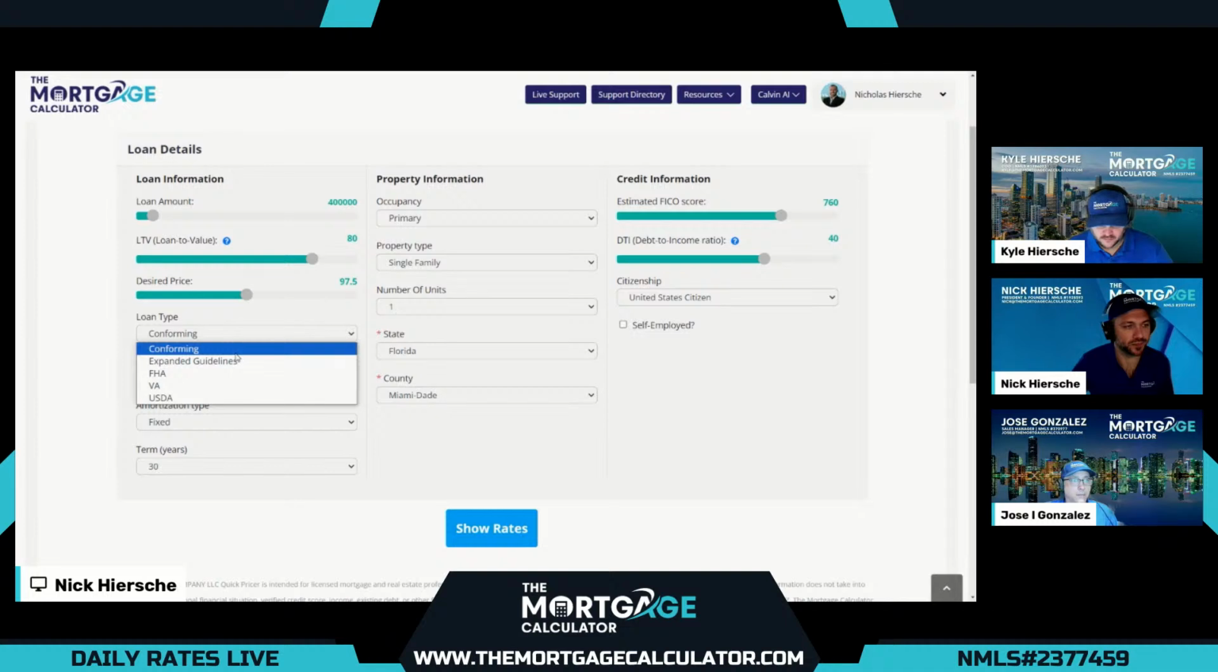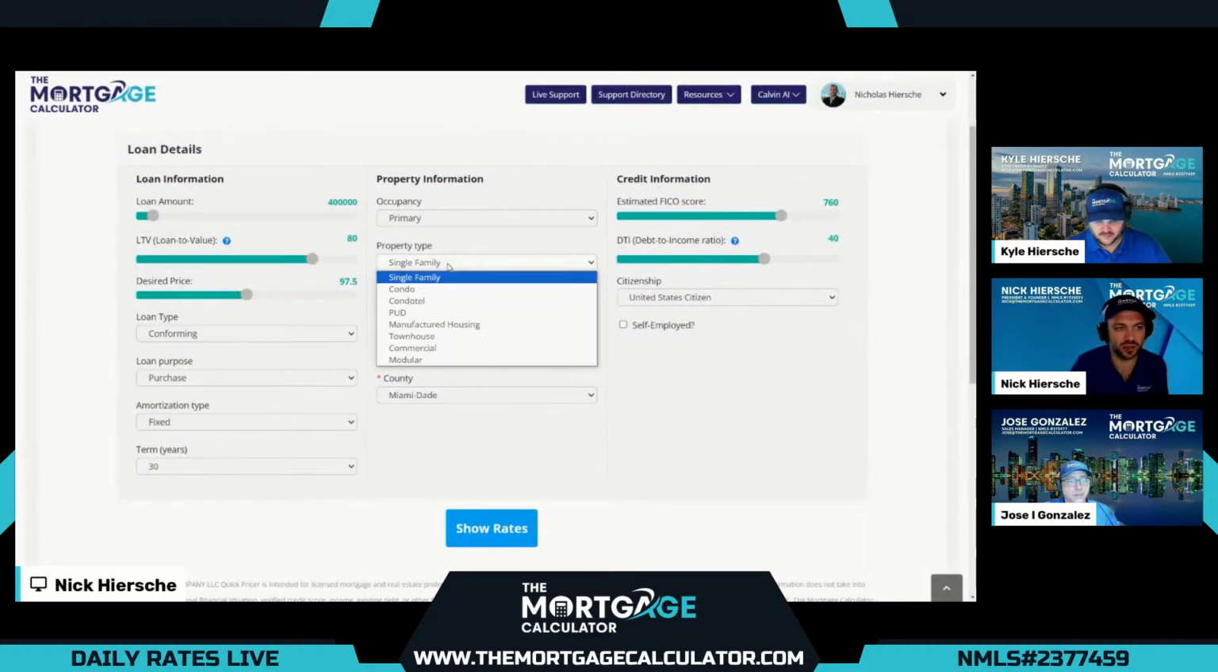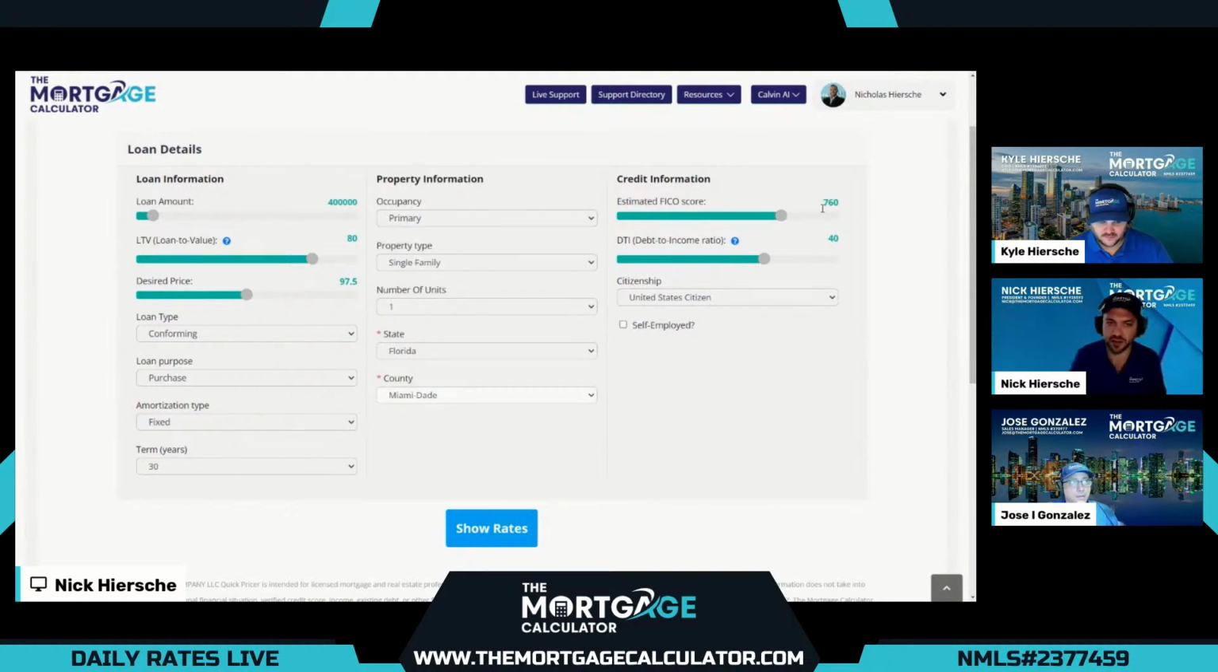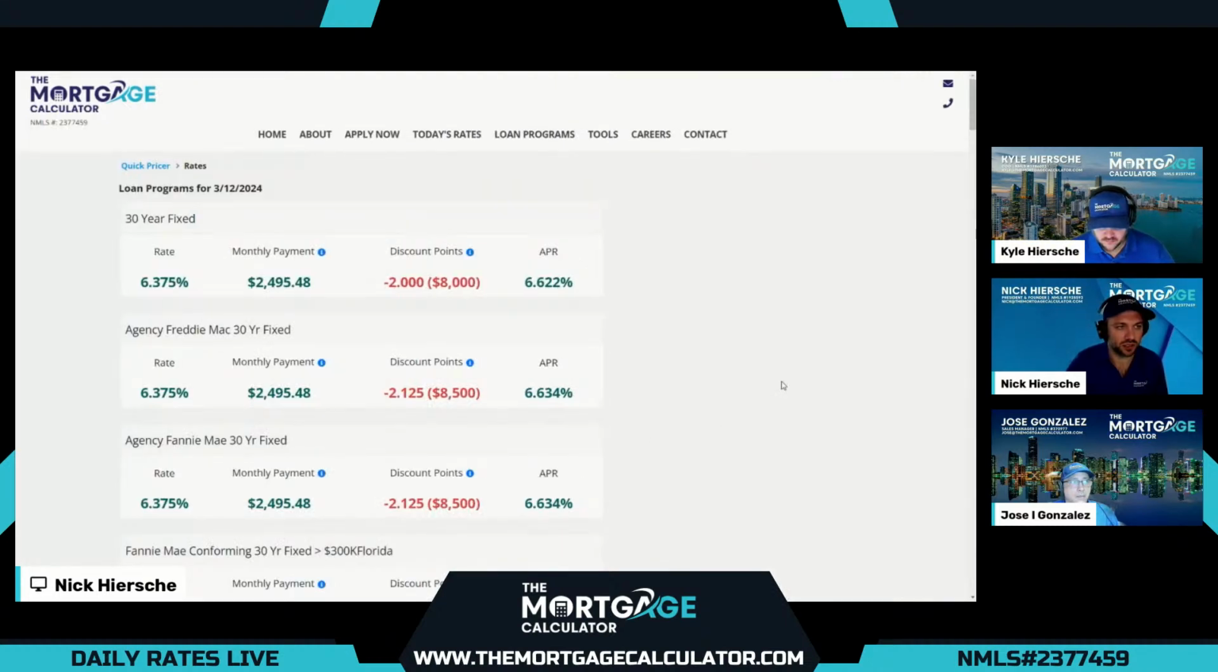We'll start with conforming conventional. We'll do a purchase, 30-year fixed standard loan, primary occupancy, single-family home, 1 unit, state of Florida, county of Miami-Dade. And for all the demos, we use an estimated credit score of 760 and an estimated debt-to-income ratio here of 40. So let's check out the rates this morning.